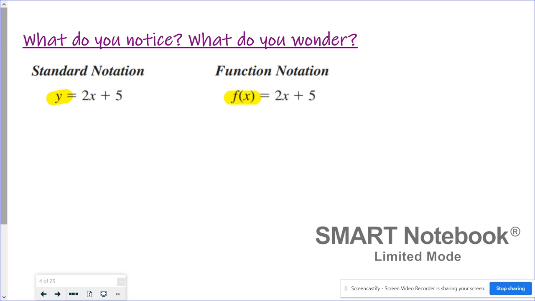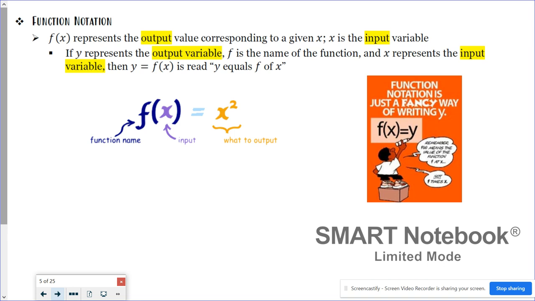Yeah, I like to think of function notation as just fancy notation. Okay, so f of x is representing the output value corresponding to a given x, and x is your input variable. So if you look at this diagram here, they're saying f is the function name, x is your input variable, and then the rule, that's what to output. So function notation is just a fancy way of writing y. Okay, and that's all it is.